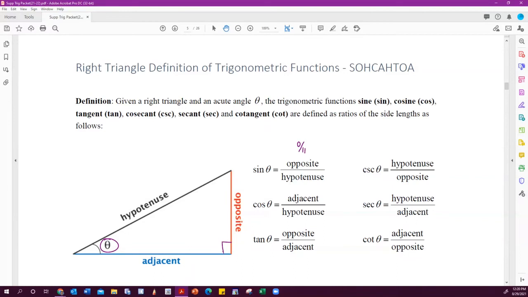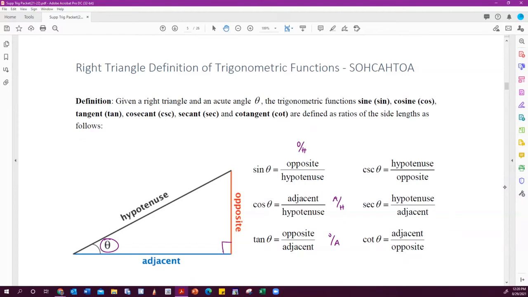that's the SO. We define cosine to be adjacent over hypotenuse, that's the CAH. And then we define the tangent to be the opposite over the adjacent, which is the TOA. So we get SOH, sine; CAH, cosine; and then tangent, TOA.